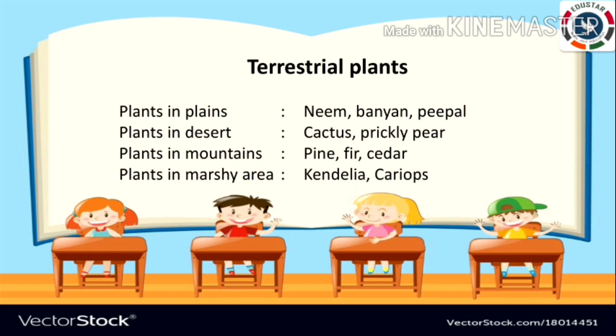Plants in desert. What is desert? Hot and dry places are called deserts. There is very little water in desert. Cactus, date palm, prickly pear are some plants that grow in desert. In this type of plants, leaves change into spines. This prevents water loss from the leaves.